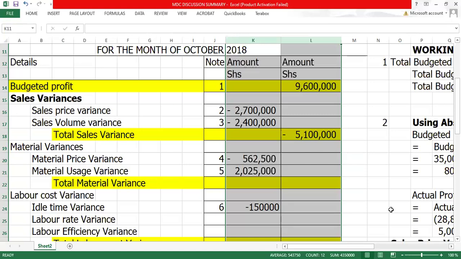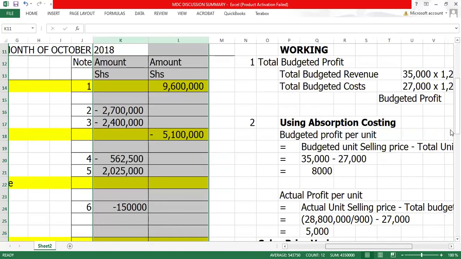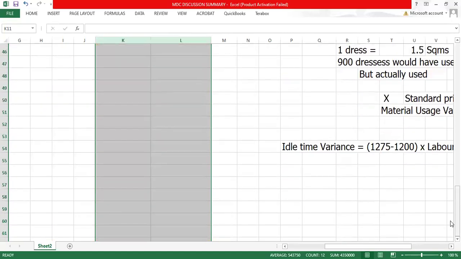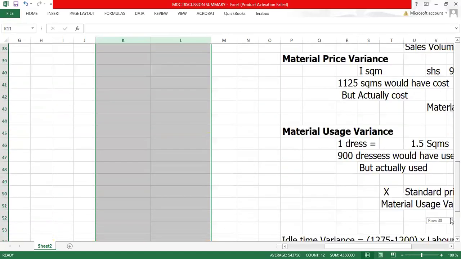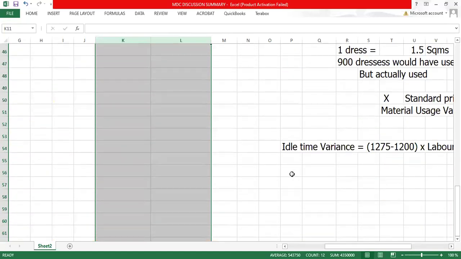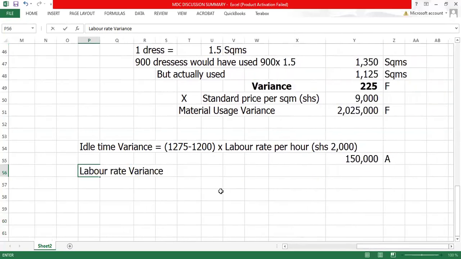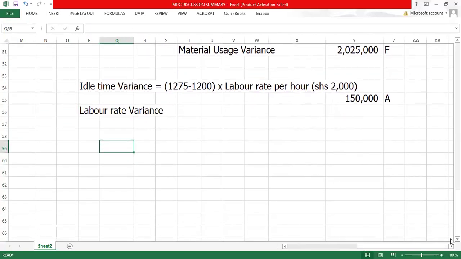Okay, next, we need the labor rate variance. This is the next working number, labor rate variance. Now, how do you get this labor rate variance?